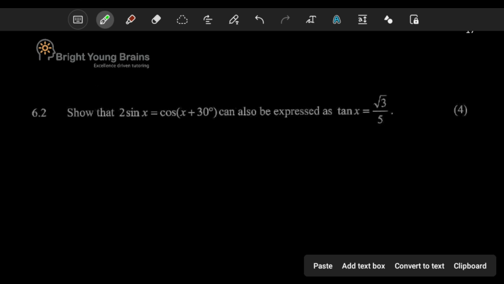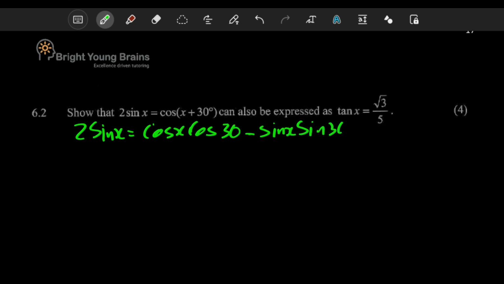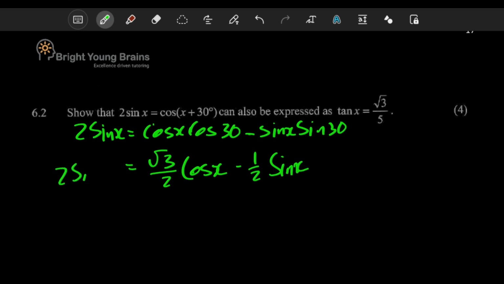Thinking outside the box here, we can just use our compound angles. On the right side, let's just use compound angles. This is 2 sine x, this is just cos x cos 30. Because it's a plus here, it's going to be a minus sine x sine 30, and then you're good to go. Sine 30 and cos 30, we said it is square root of 3 over 2. Let's put it in front of the cos x. Cos 30, we said it's a half, so let's put it in front of the sine x, and then this is 2 sine x.